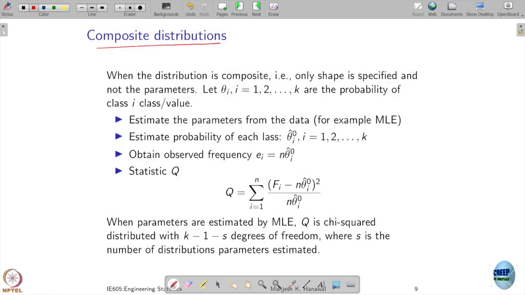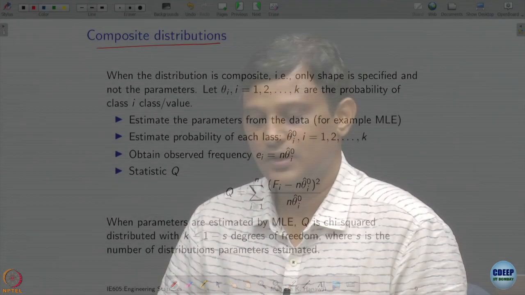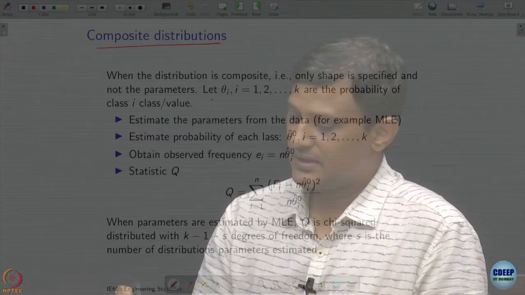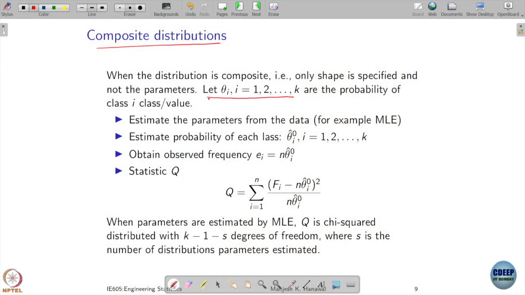Now, composite distribution. As I said, every time the null hypothesis may not be completely specified, only the shape may be given. In that case, we call the distribution composite. And now, how to go about in this case? Now, in this case, let theta_i's be the probabilities of the classes. Now, because the underlying parameters of the distribution are unknown, we do not know this theta_i exactly. So what do I mean by this? Suppose, for example, X is Poisson distributed, we know that the probability that X equals i, in this case theta_i, is equal to e to the power minus lambda, lambda to the i over i factorial. But to compute this theta_i I need the knowledge of lambda.